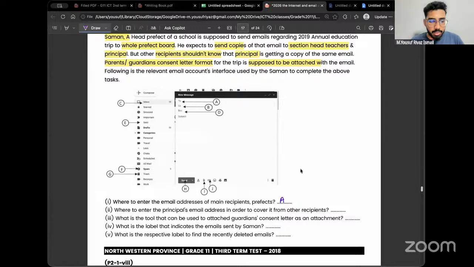We have to enter the principal's email address in order to cover it from other recipients. So we don't want others to know that the principal is getting a copy. So where do you enter the principal's one? Yes, the hidden copy is in BCC. Here BCC is labeled as D.